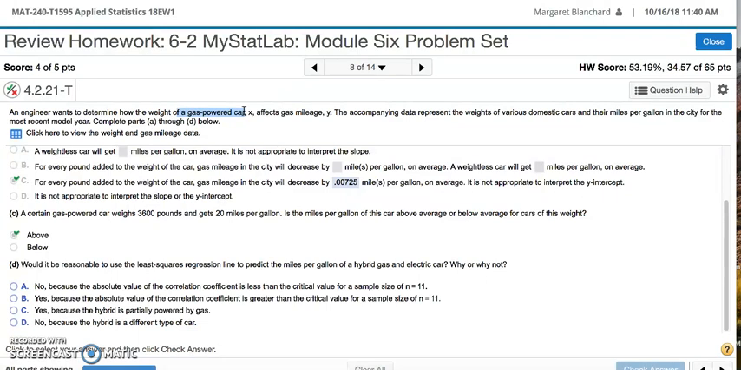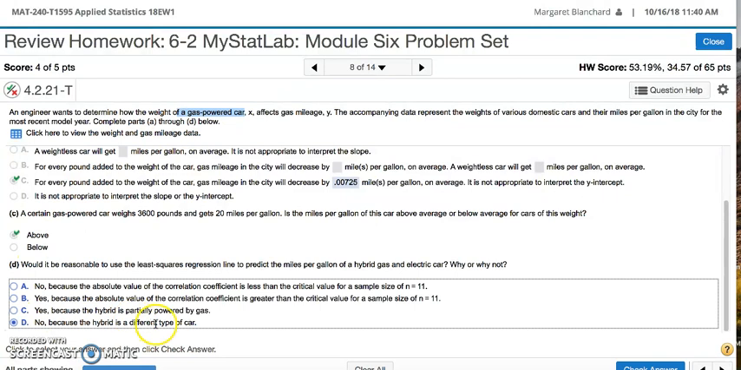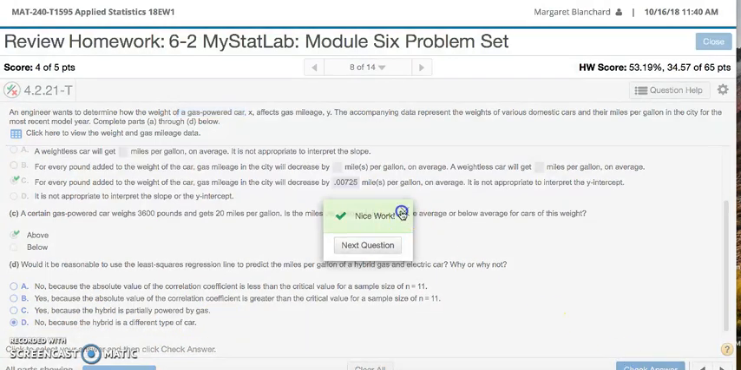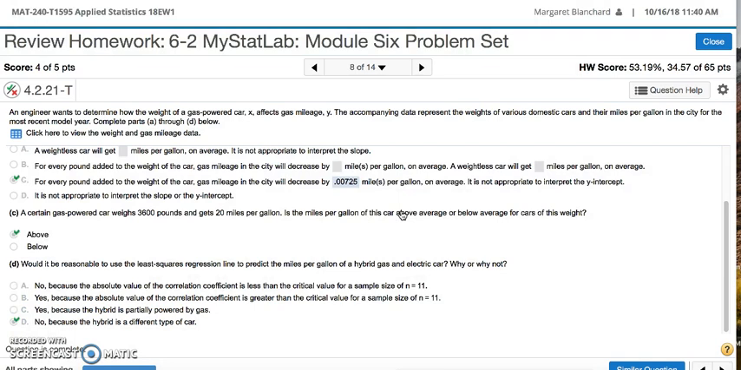We don't even need to worry about checking the critical value. It's not appropriate because of the type of car, the type of data that was used. So we're going to go with part D. No, because the hybrid is a different type of car. That's it. That's how you do number 8. If you have any questions, let me know.